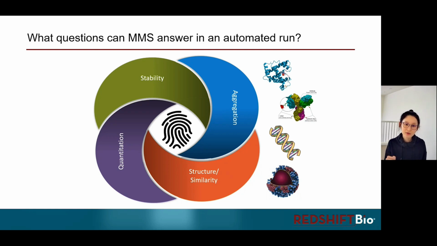So our customers use MMS not only for proteins, but also other biologics, including conjugates, nucleic acids, AAVs, VLPs. So as exciting as it already is, today I will show you something even more exciting, which is that MMS can also provide some free additional data on top of all this. One of them is on protein hydration. And please let me further explain.